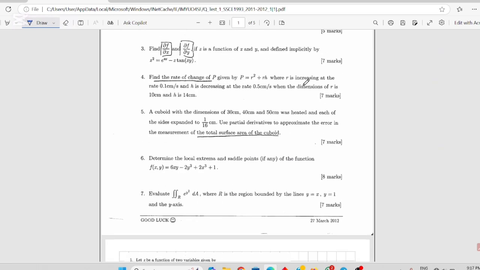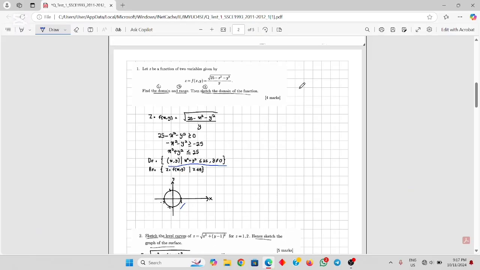So first of all, the first question: let z be a function of two variables given by z equal to f(x,y) equal to square root of 25 minus x square minus y square, over y. So the question asks us to find the domain and range, and we need to sketch the domain of the function.